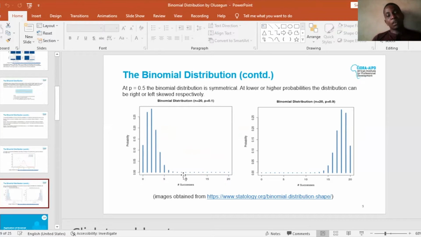So that is what changing parameter P can do to the shape of the binomial distribution plot. At a much higher probability, P equals 0.9, the plot can be skewed to the left, as you can see on this plot on the right here. So we can see that changes in the value of P affect the shape of a binomial distribution plot.